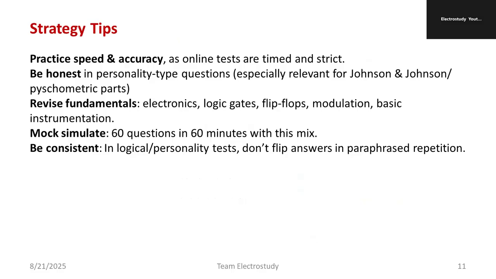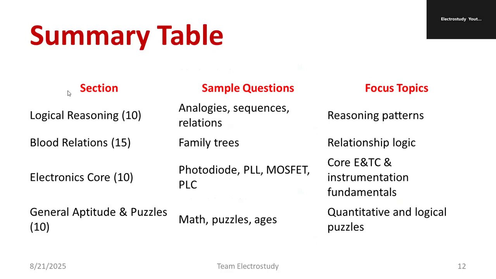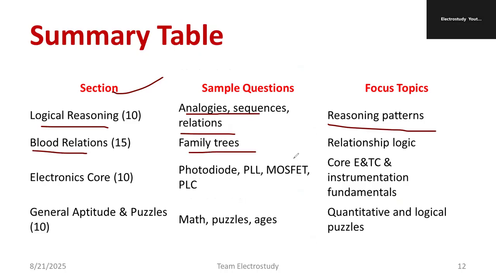Similarly, be consistent in logical and personality tests. Don't flip the answers or paraphrase the repetition. Similarly, maintain the consistency in both the aptitude and the technical because there are cutoffs. They are going to maintain the cutoff. Similarly, in each section, logical reasoning, you can expect 10 questions: analogies, sequences, relation. You have to focus more on reasoning pattern. Similarly, blood relation is very important. Family tree you have to draw. Okay, then identify the relation.